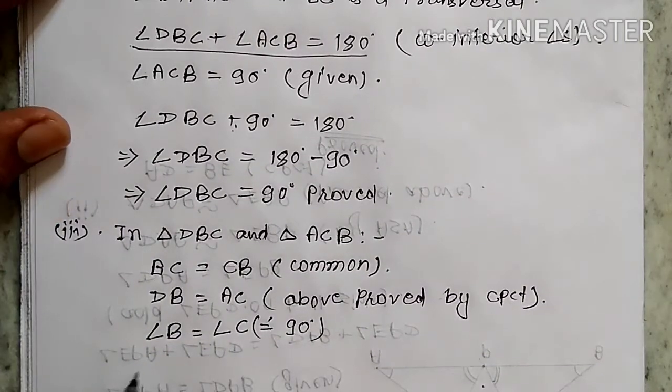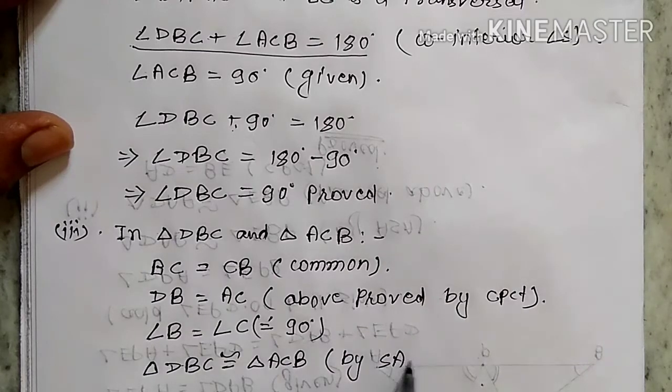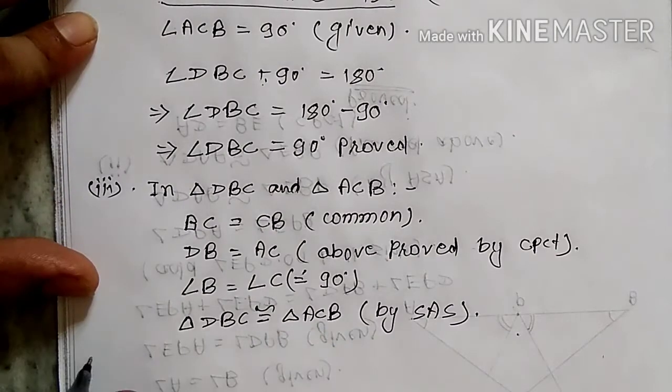So triangle DBC is congruent to triangle ACB by the side angle side congruency theorem. Now question number 4.